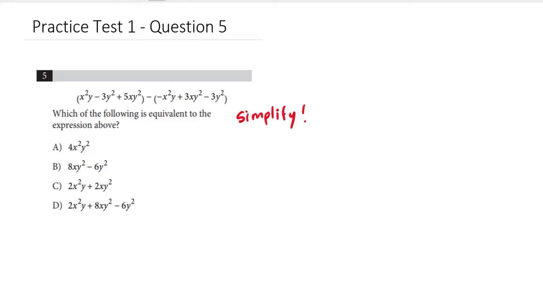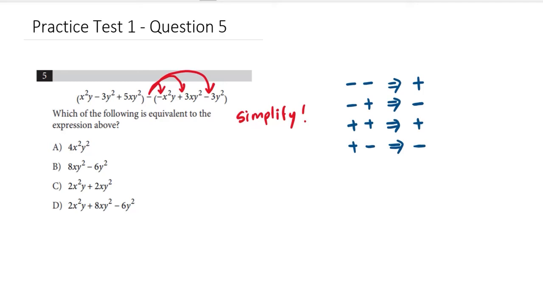Okay, so let's get rid of the brackets here. To get rid of the second set of brackets, we have to distribute the minus sign, or subtraction sign, inside the second set of brackets. Just make sure to do it the correct way. Minus times plus gives you minus, minus times minus gives you plus, plus times plus gives you plus, and plus times minus gives you minus. That's the rule that you need to remember.